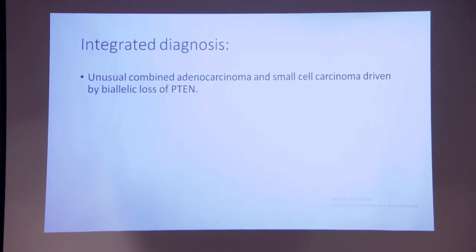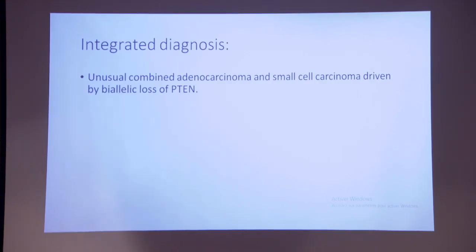So an integrated diagnosis in this case, if you have the opportunity to make one, is an unusual combined adenocarcinoma and small cell carcinoma that appears to be driven by biallelic or homozygous loss of PTEN, which again, going back to the prostate history, makes you wonder, because PTEN is such a commonly lost alteration in prostate, whether this could ultimately have been a terrible metastatic prostate cancer, although the clinical and radiographic appearance was not really in keeping with that. So ultimately, this may be one of our RB intact small cell lung cancers with a very unusual phenotype.